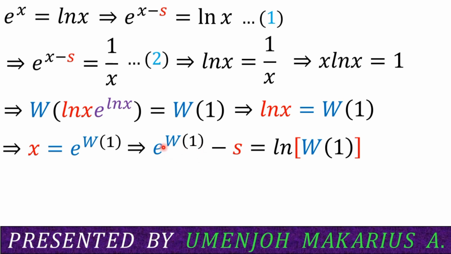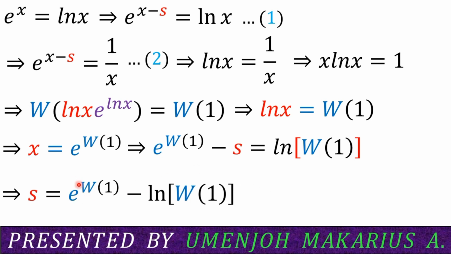Note, friends, that we have done two steps at the same time, namely, after putting our x equal to e raised to the power W of 1, we also take the natural log on both sides to clear one of the e's. So we have the natural log of W of 1. In this case now, guys, if we carry e raised to the power W of 1 to the right hand side and we multiply both sides by negative, we are going to have s to be the same as e raised to the power W of 1 minus the natural log of W of 1. Great. So guys, this is the value for s.